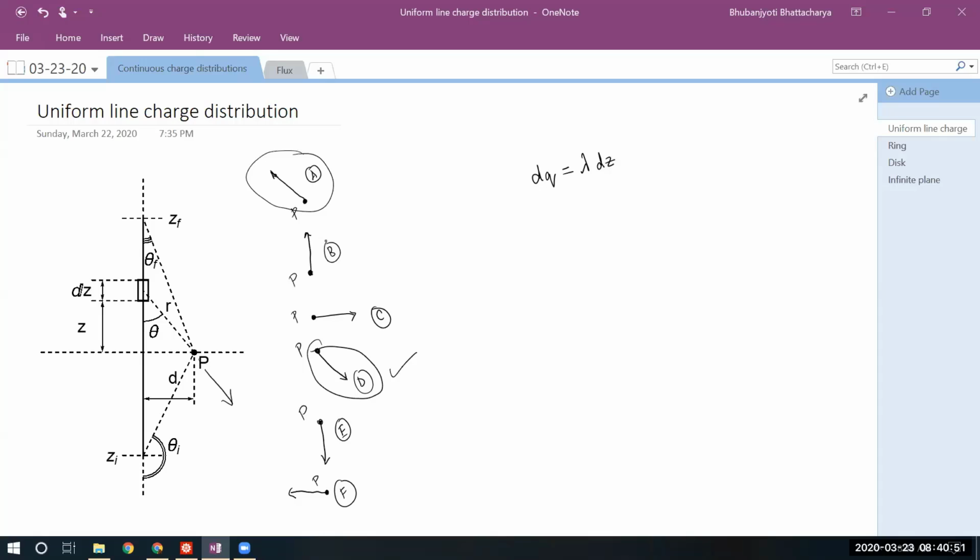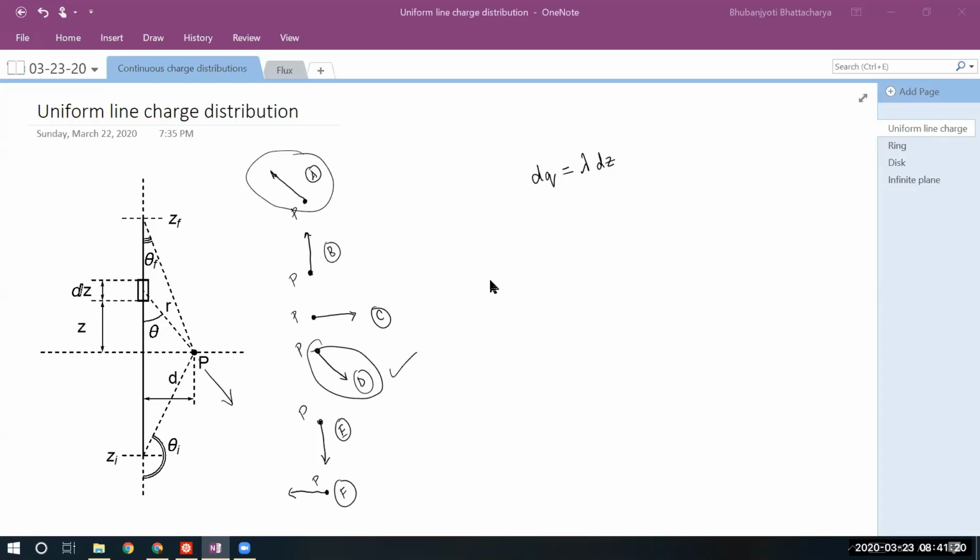A is not correct because the electric field is not attractive, it's a repelling electric field. And because D is correct, of course, the other ones are not correct. Okay, so now what I want to do is quickly write down the electric field at the point P due to that tiny little charge dz, and we're again going to follow Coulomb's law.